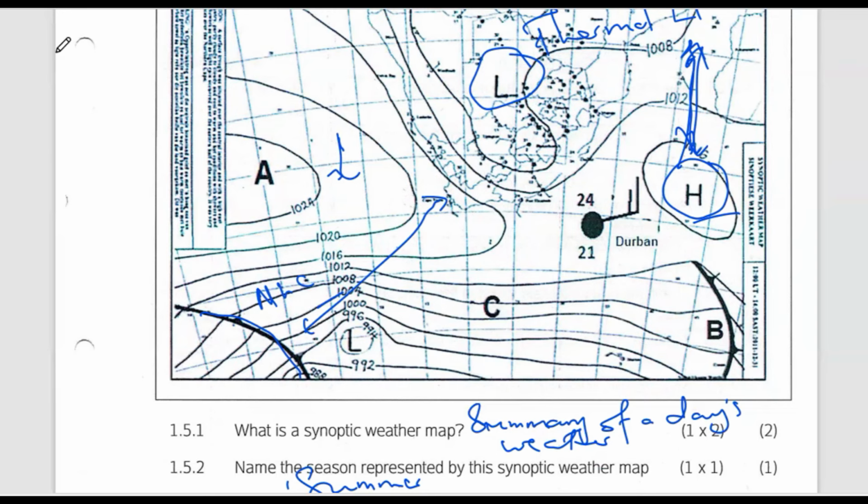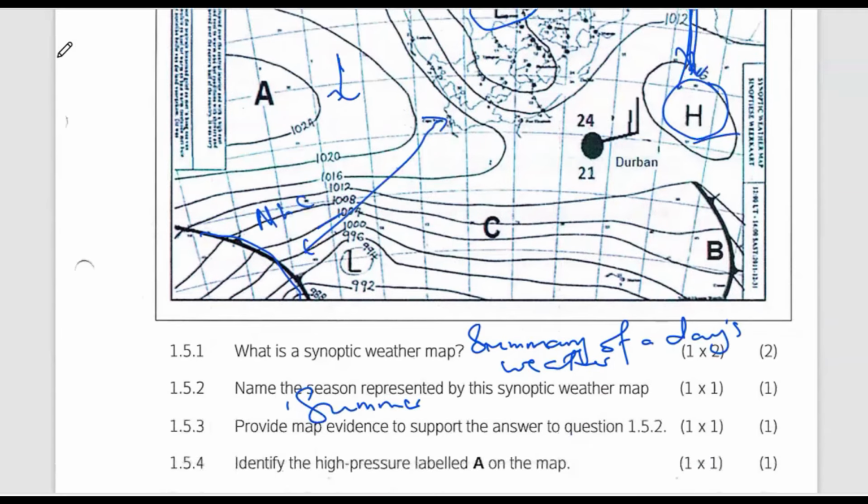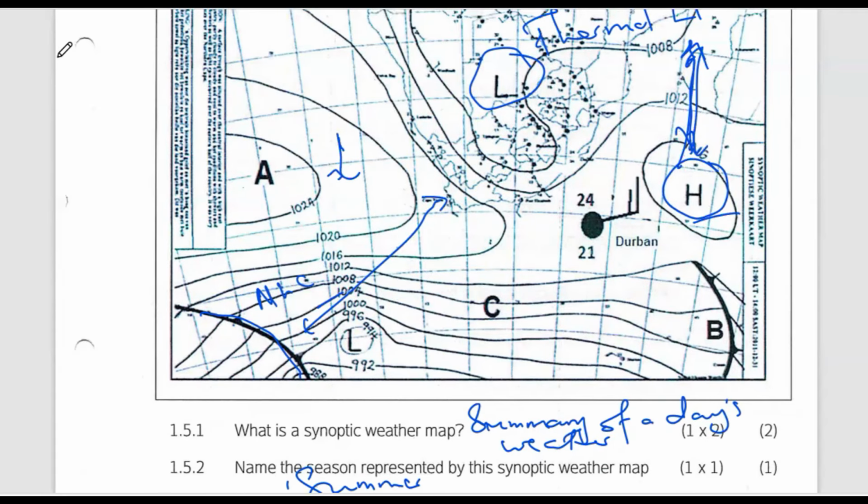Identify the high pressure A on the map south. This one here, we have mentioned this already. We said this one is the South Indian high pressure. It's on the east. And remember, on our east, that is where we have the Indian Ocean. On the west, we have the Atlantic. So this high pressure cell is called the South Atlantic high pressure cell. So you must give a specific name, not just say a high pressure, because we have several high pressures that exist. You must mention it by a specific name. It's the South Atlantic high pressure cell.